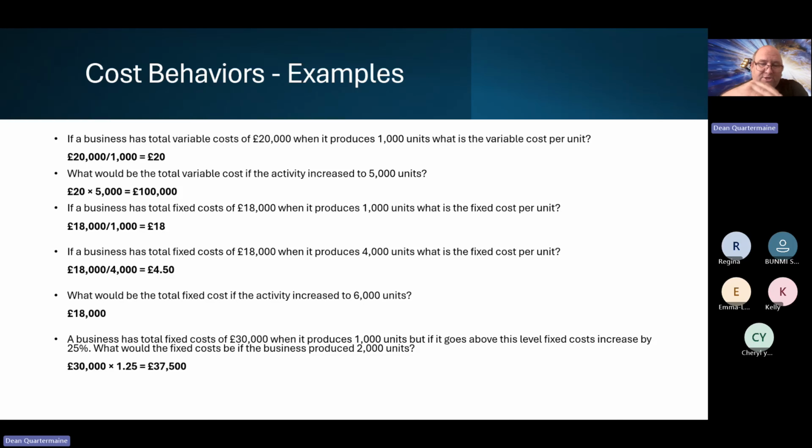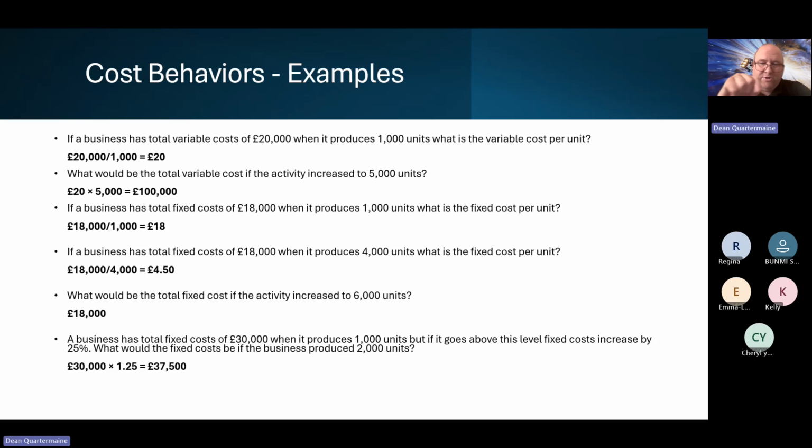And then finally, a business has total fixed cost of £30,000 when it produces 1,000 units. But if it goes above this level, fixed cost increases by 25%. What would be the fixed cost if the business produced 2,000 units? So we just need to read the question more than once. A business has total fixed cost of 30,000. So that's our starting point, 30,000 when it produces 1,000 units. But if it goes above this level, fixed cost increases by 25%. What would be the fixed cost if the business produced 2,000 units?